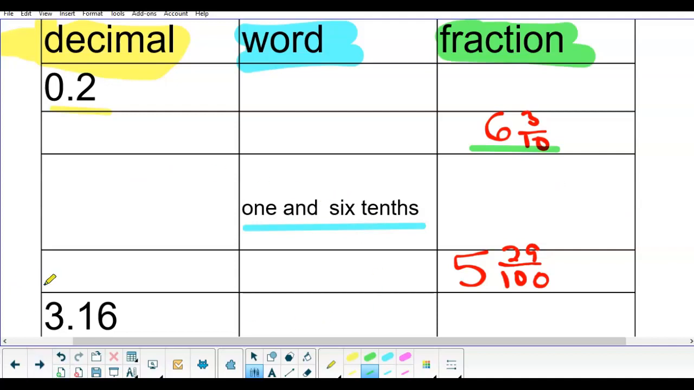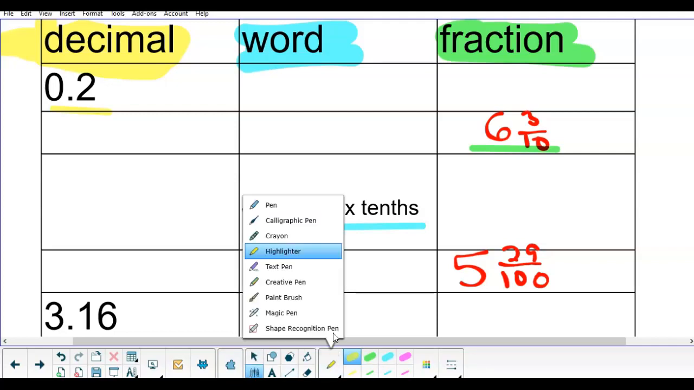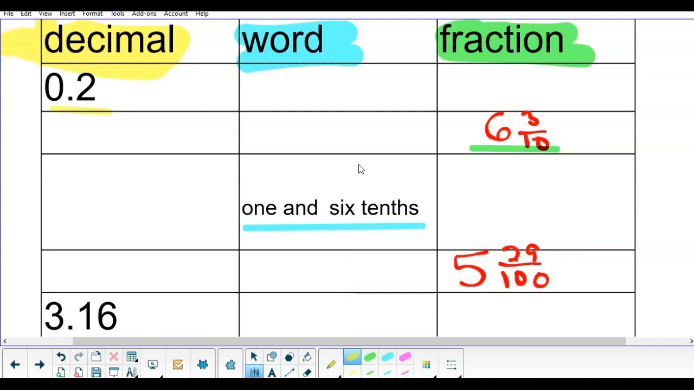Okay, so what I notice here is that they always give me a number to go by. They either give it to me in decimal form, word form, or fraction form. And then I need to look at that and I need to write it in the other two ways. Okay, so let's look at the first one. Okay, so that says 0 and 2/10. So how can I write that as a word? Well, just like I say it, that's how I'm going to write it.